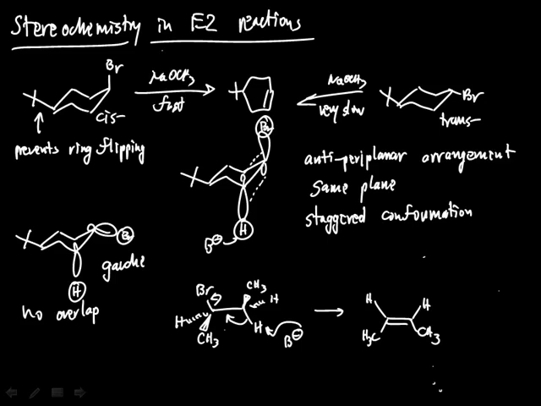So this reaction is another example of a stereospecific reaction. If we start with a certain starting stereoisomer, we'll get a certain stereoisomer. If we start with a different stereoisomer, we'll get a different one, so that two different stereoisomers lead to two different products.